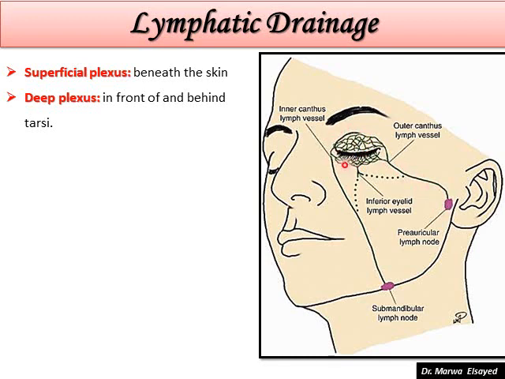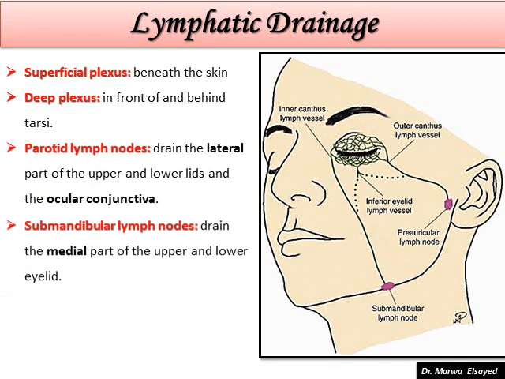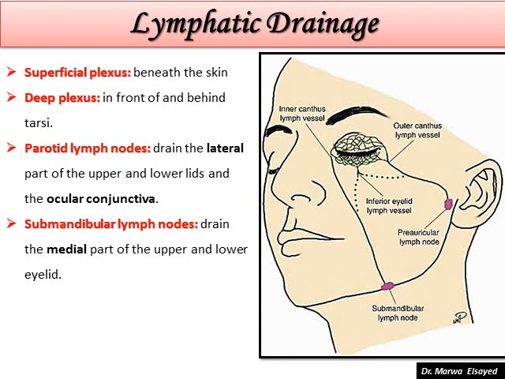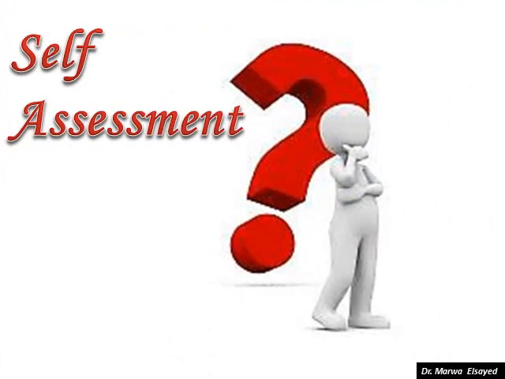The action of both tarsal muscles, superior and inferior, is that they help in elevation and depression of the eyelids respectively. Also, they widen the palpebral fissure. Now we have finished our lecture, and we will take you to self-assessment.